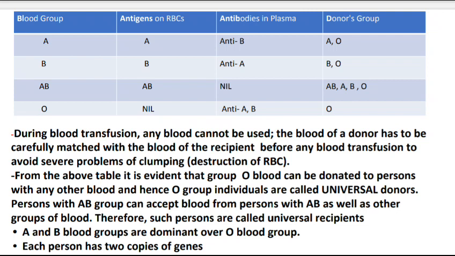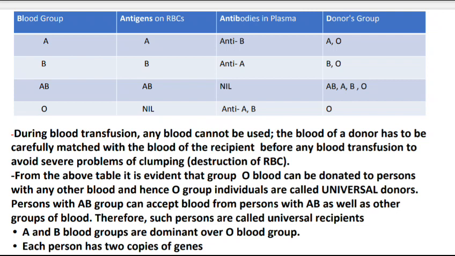Similarly, we can see here, if the blood group is O, that is, it does not have any antigens A or B, but it will have antibodies A and B in its plasma, and the donor group will be only O type.